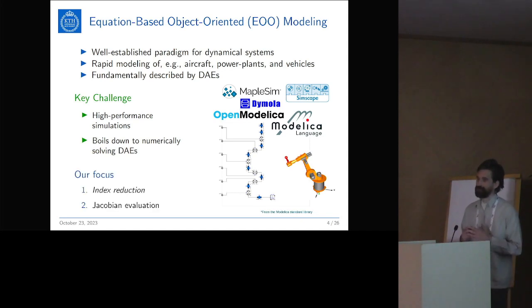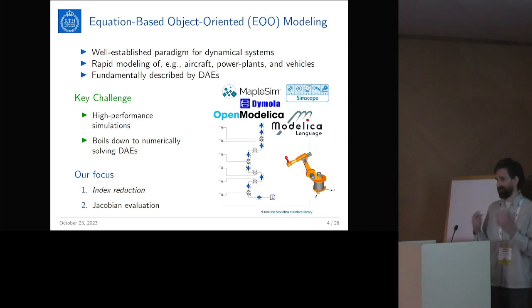In particular, we focus on two aspects of DAE solving. The first one is called index reduction, where you transform the DAE into a form that is suitable for an off-the-shelf numerical solver by differentiating the equations of the DAE. And the second part is that of Jacobian evaluation. So the numerical integrator needs to be able to evaluate the Jacobian of the DAE during the numerical integration routine. So we need to also provide a callback function for computing that.